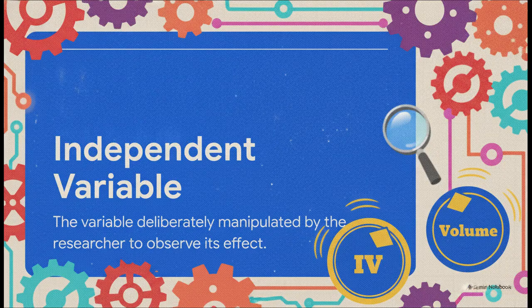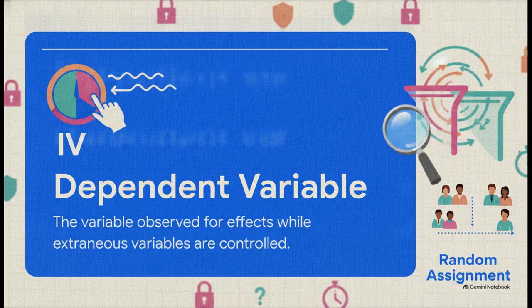This method is an absolute powerhouse. It's a scientific approach built specifically to establish definitive, undeniable cause and effect relationships between variables. Here, manipulation is the name of the game. The researcher actively and deliberately changes what we call the independent variable, or IV, just to see what happens. It's literally like turning a dial on a stereo to see how it directly affects the volume. Now, the outcome we measure, that's the dependent variable, or DV.